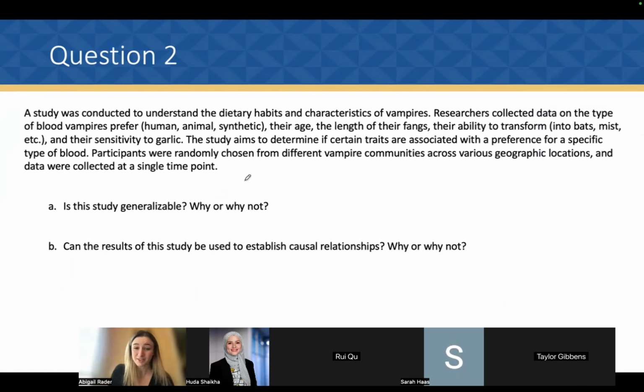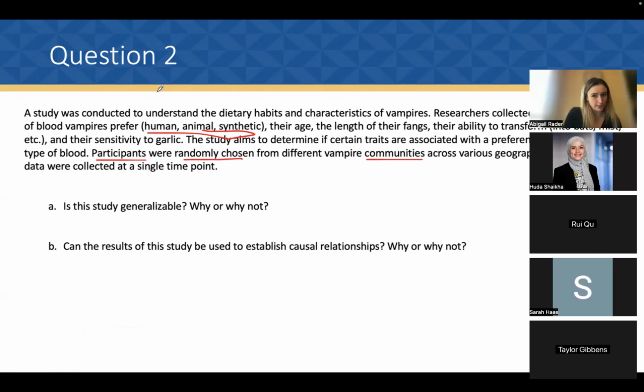So this one's about vampires. Basically, in this hypothetical world, there are vampires that exist, and we want to figure out what type of blood they prefer. That's our outcome, based on a ton of different variables. We're told that the study participants are chosen randomly from different vampire communities, and that the data was collected at one single time point. Is the study generalizable? And again, this is from the first half of the year.